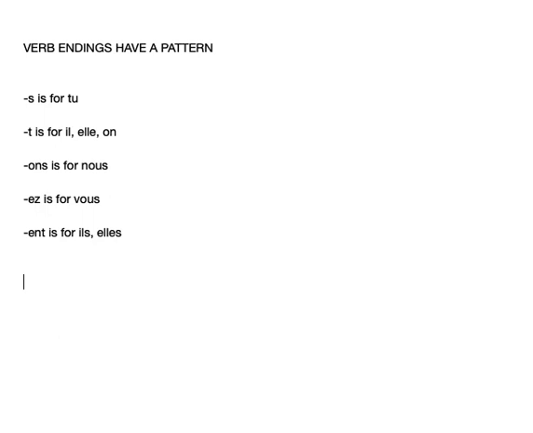Let's take, for example, the imperfect. The verb endings of the imperfect are all the same for the different verb groups. They are: AIS, AIT, IONS, IEZ, that's right, and AIENT. You see, you have the S here, the T here, the ONS here, the EZ here, and the ENT here.